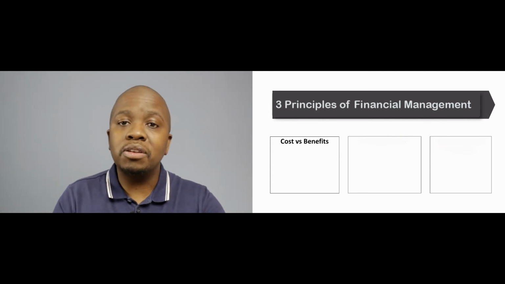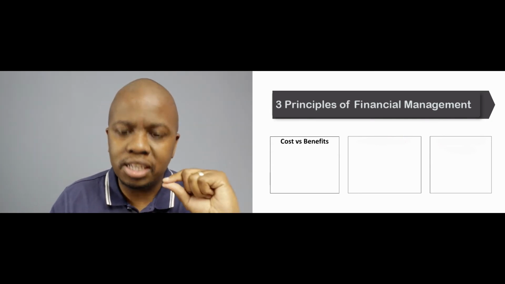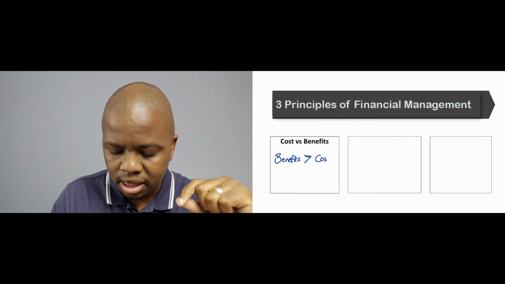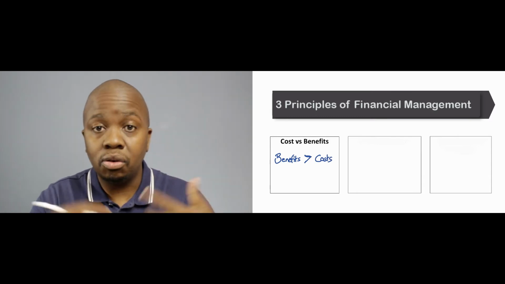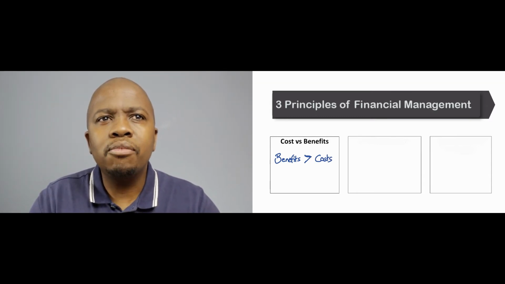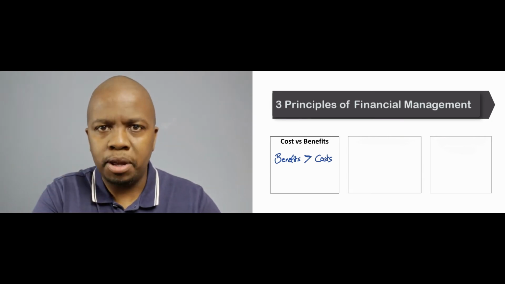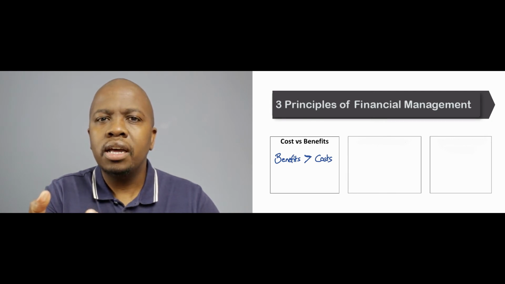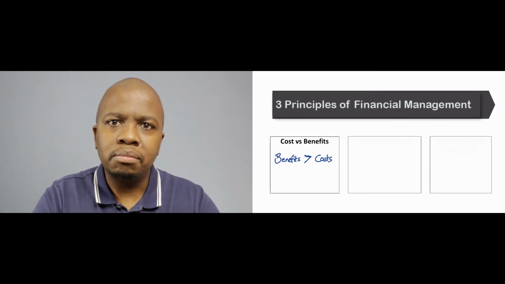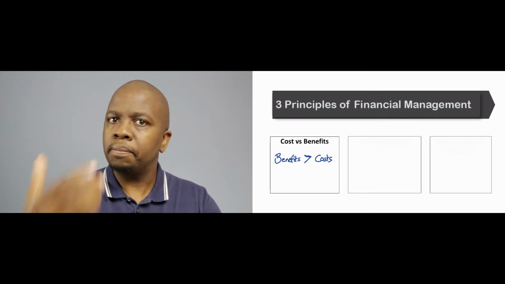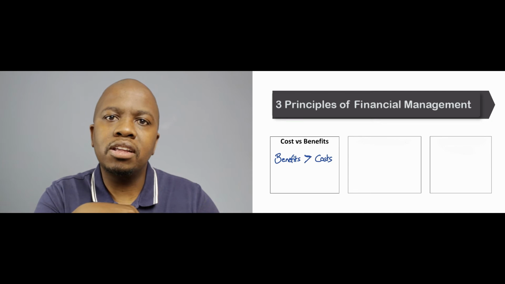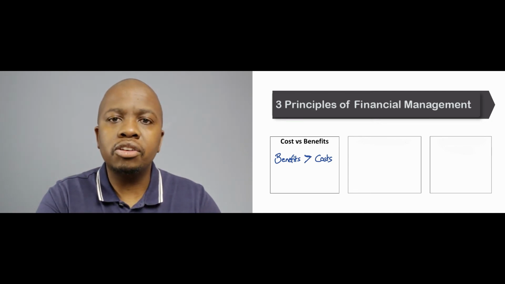The cost versus benefit principle says every financial decision that you make, you must make sure that the financial benefits of that decision are always greater than the cost of that decision, or the related cost. So if I am going to buy a vehicle for my business, there is a cost related to that vehicle, and I must consider what are the benefits of having this vehicle in my business. If I'm a courier company and I buy a van, I'll pay 300,000-400,000 rand for the van, but I will generate more than 300,000-400,000 rand in income by delivering to customers.